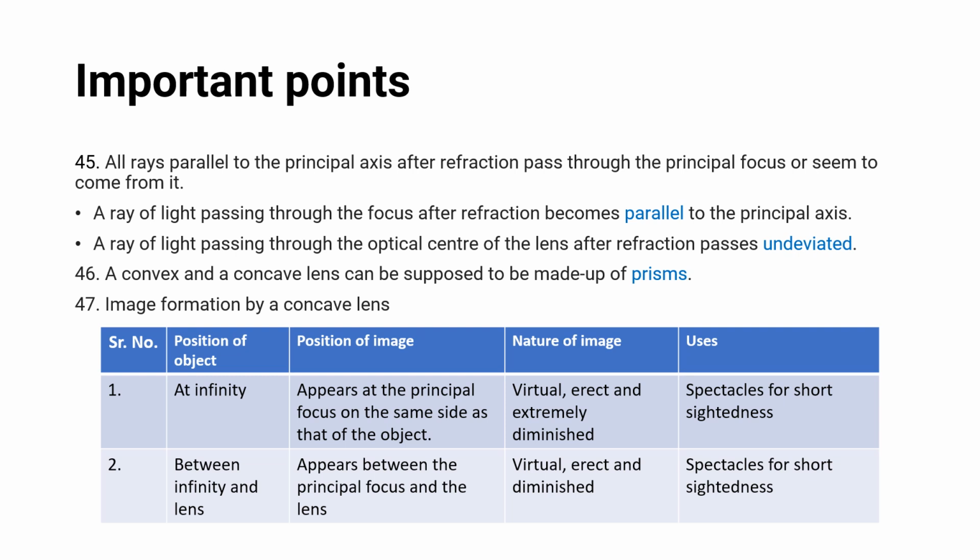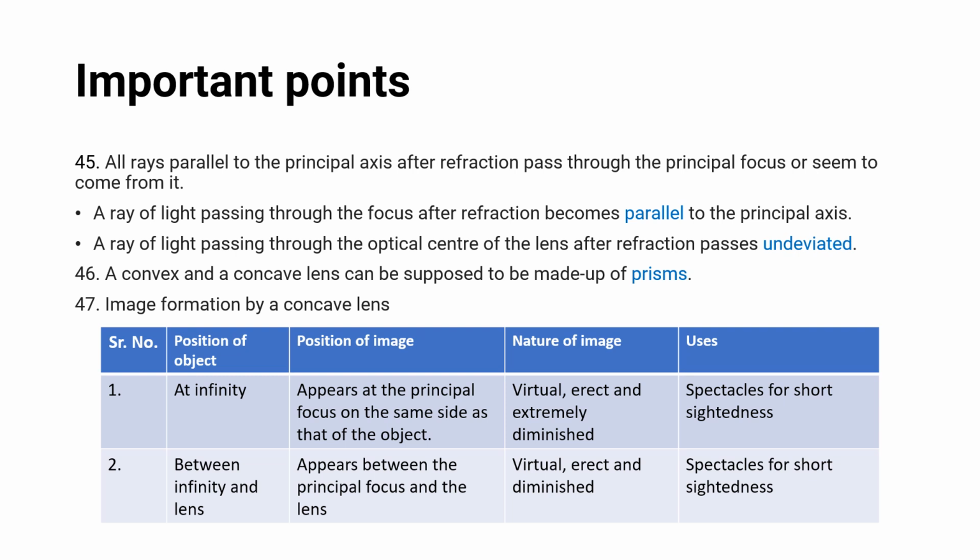All rays parallel to the principal axis after refraction pass through the principal focus or seem to come from it. A ray of light passing through the focus after refraction becomes parallel to the principal axis. A ray of light passing through the optical center of the lens after refraction passes undeviated. A convex and a concave lens can be supposed to be made up of prisms.